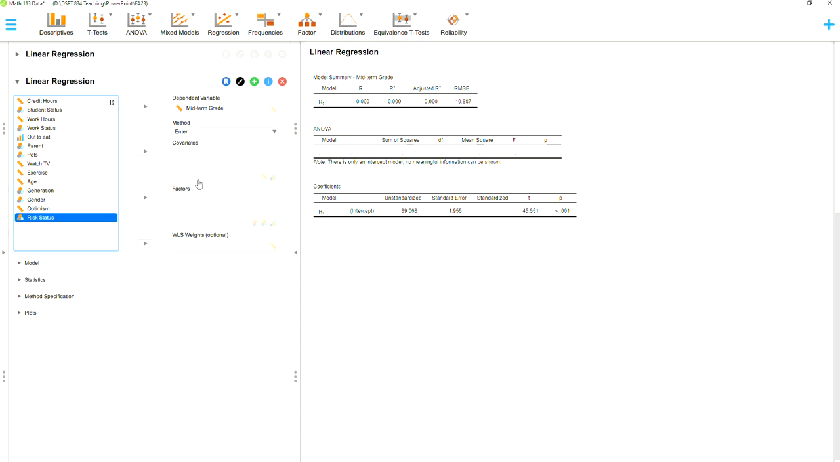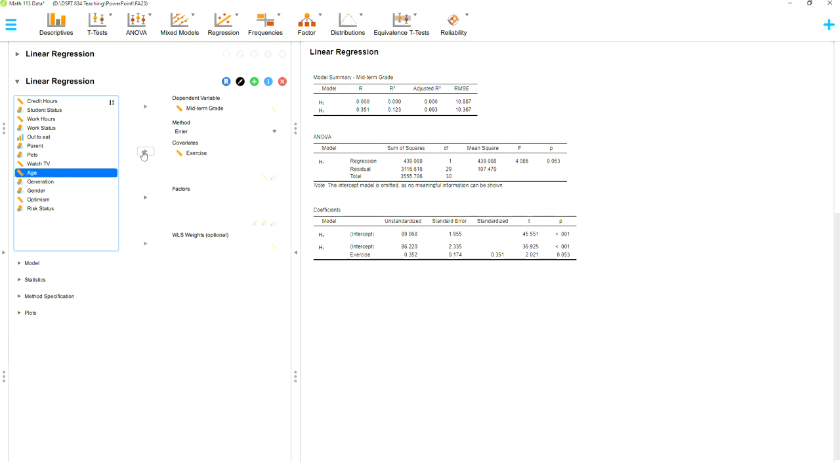We're thinking that midterm grade can be predicted by exercise, optimism, and age. Now the big thing here, and I didn't say it in the last video, is that it doesn't matter what the order is: exercise, optimism, and age. I like to put them in order of how they were listed in the hypothesis, because for me it keeps it easier to keep track of them. But ultimately, the order of the covariates does not matter.